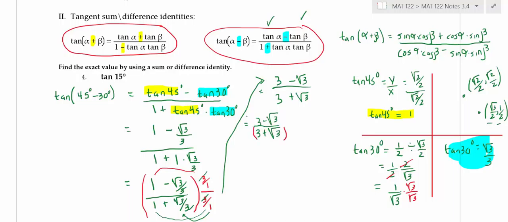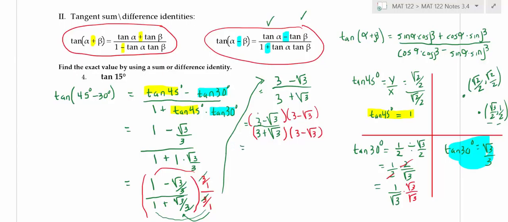Okay, so we've done this a little bit. You have a binomial. You have 3 plus a radical, so you have to multiply the top and bottom by the conjugate of the denominator to rationalize that denominator. Okay, so when we do that, it's going to go like this.